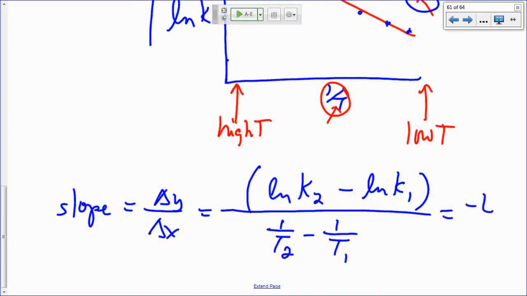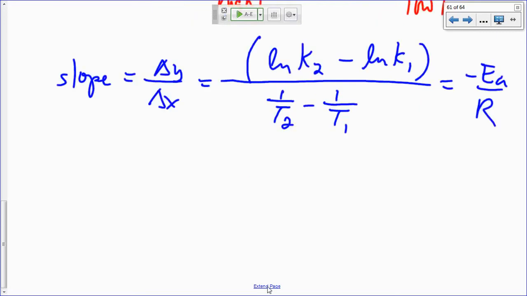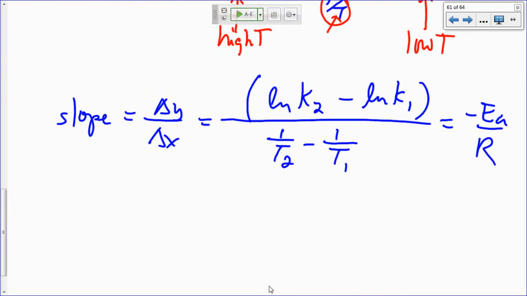That's equal to negative E sub A over R. Okay? So that's one way you can determine your slope from your experiment. You can calculate this. But what is ln of k2 minus ln of k1? That's another way we can write this.